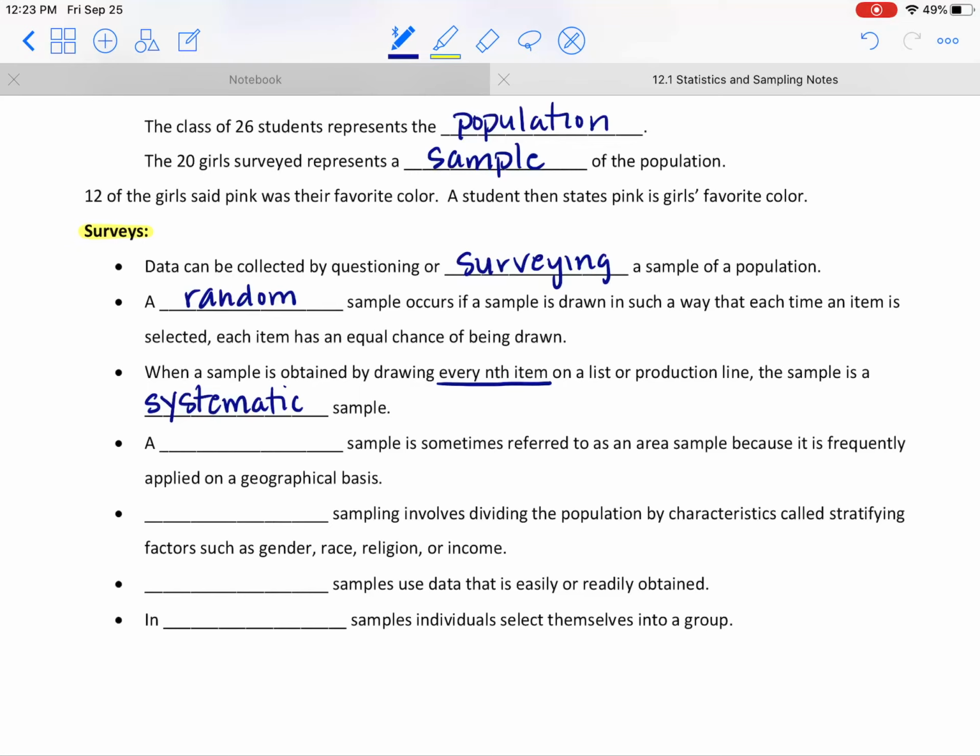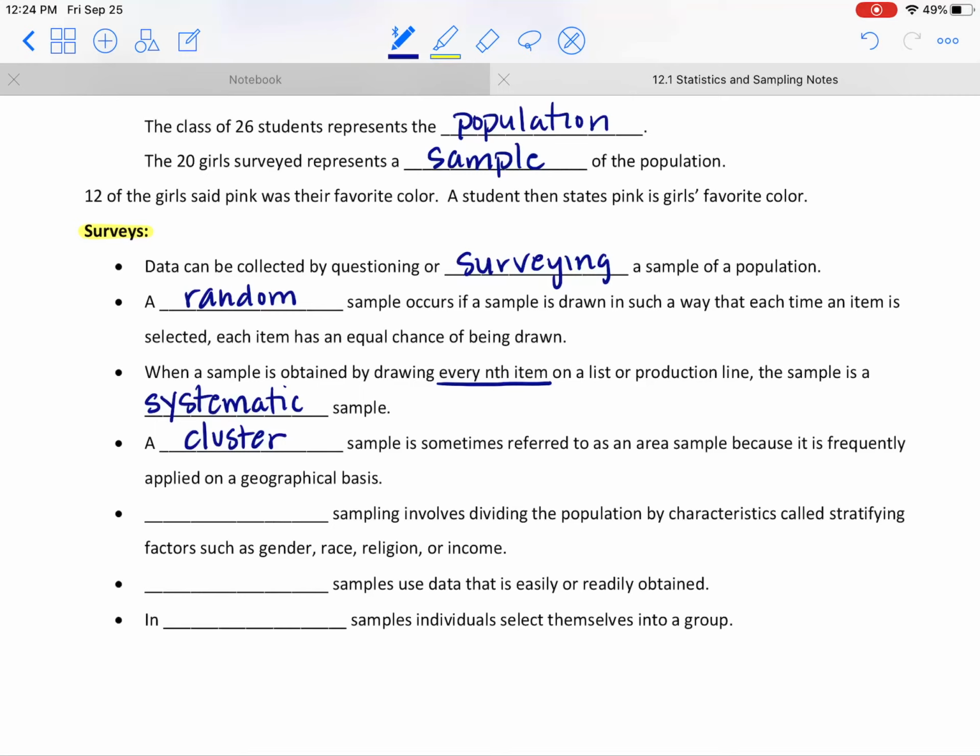Sometimes you have a sample that's taken based on a location or an area. So if it's based on location or area or geography, then we're going to call that a cluster survey. Okay. Like if I want to know again about people's favorite color, let's say across the United States, I can't possibly survey all the people in the United States. So maybe I just focus on the ones in Arizona because I'm in Arizona. Okay. So a cluster sample is based on geography.